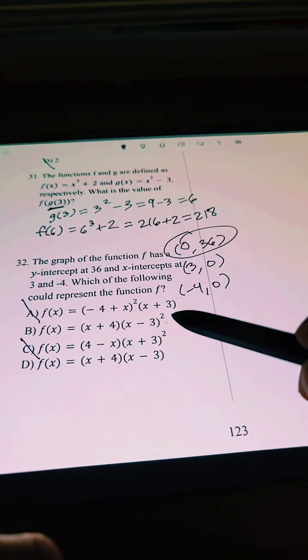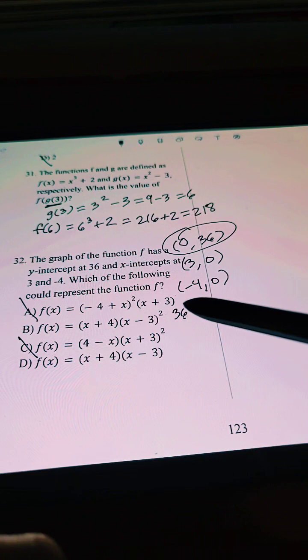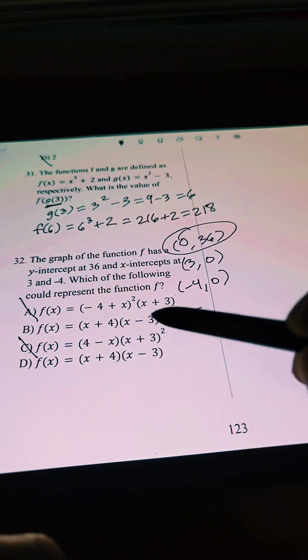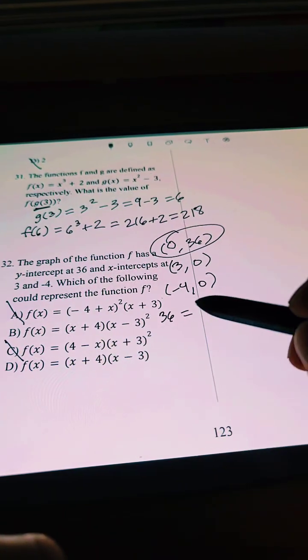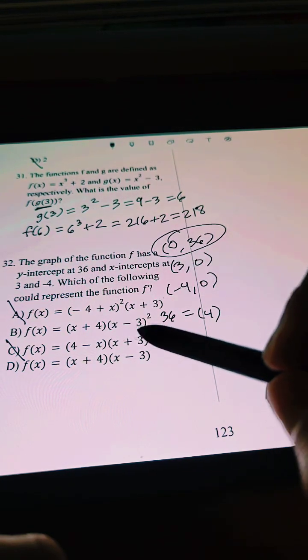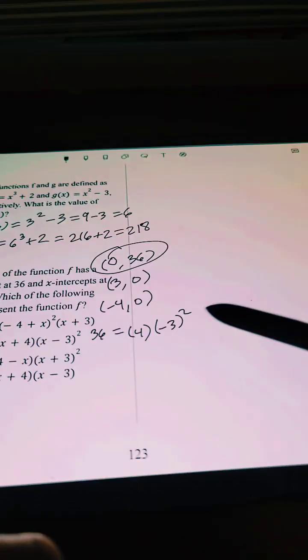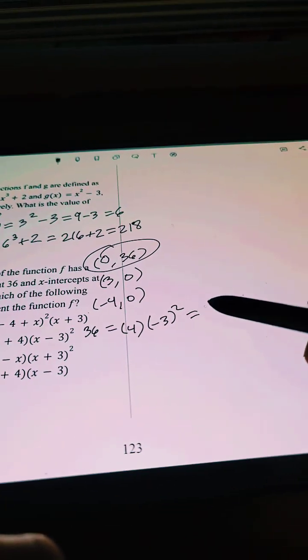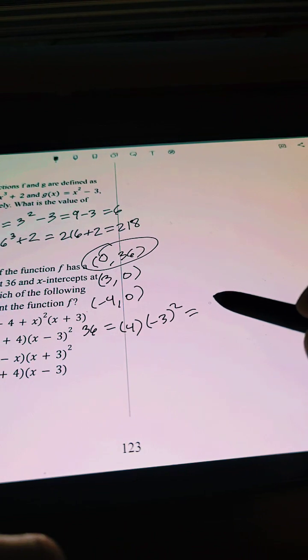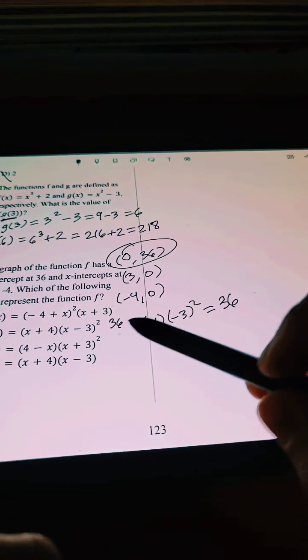So let's say that f of x is 36. That means that when f of x is 36, we have to have 0 in for our x's, so 0 plus 4 is going to be 4. And then 0 minus 3 is going to be negative 3 squared. So then it's going to be 4 times 9, because negative 3 squared is 9. So then that's going to be equal to 36, which is what we wanted.